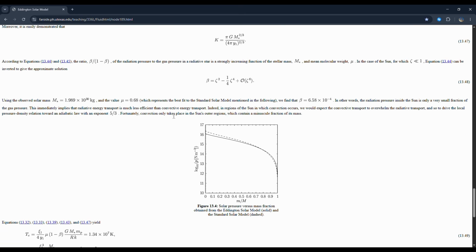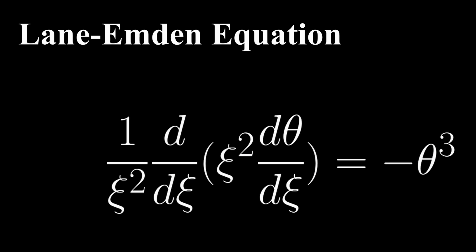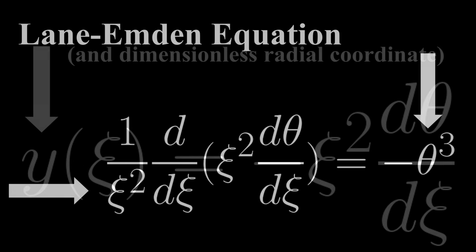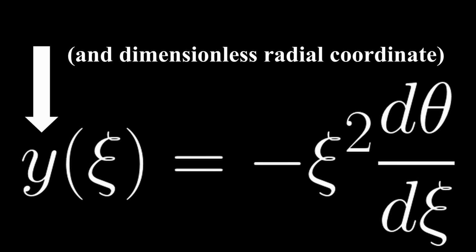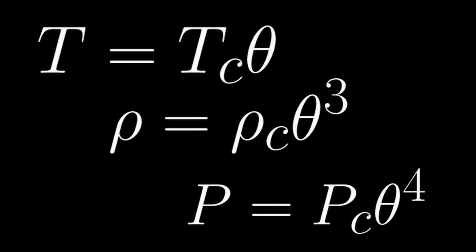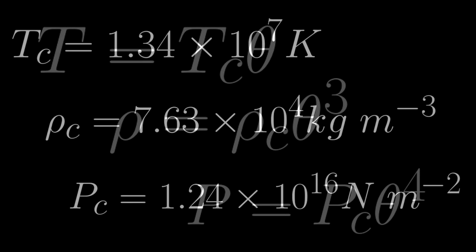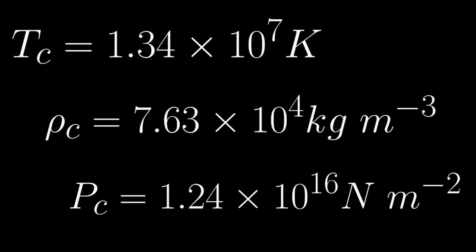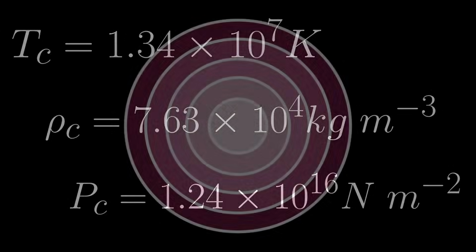Pretty much all we need to know is that there are two equations that we can model. The first is called the Lane-Emden equation, and it relates a dimensionless radial coordinate with a dimensionless temperature constant. The second equation relates a dimensionless mass to a dimensionless temperature. The key insight is that our dimensionless values are directly proportional to their dimensional counterparts, and our dimensionless temperature can be raised to different powers to obtain our pressure, density, and temperature. Those constants of proportionality you see there are our core values, so we will be simulating from the surface inward.